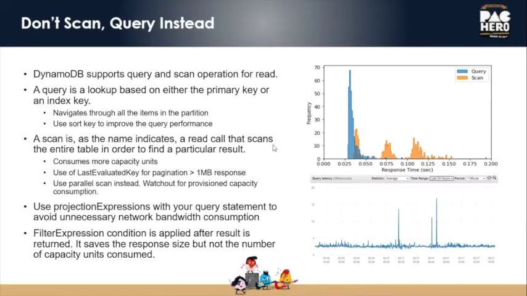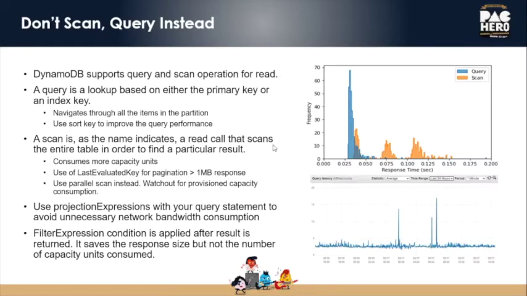Also, both query and scan, if they're returning more than 1 megabyte of data, the response will have an attribute key called last evaluated key, which tells you, hey, there is more data still. So you need to use that key to make subsequent requests to get more data. So be wary of that if you've got more than 1 megabyte of data, that means it's a big response that you're trying to get.